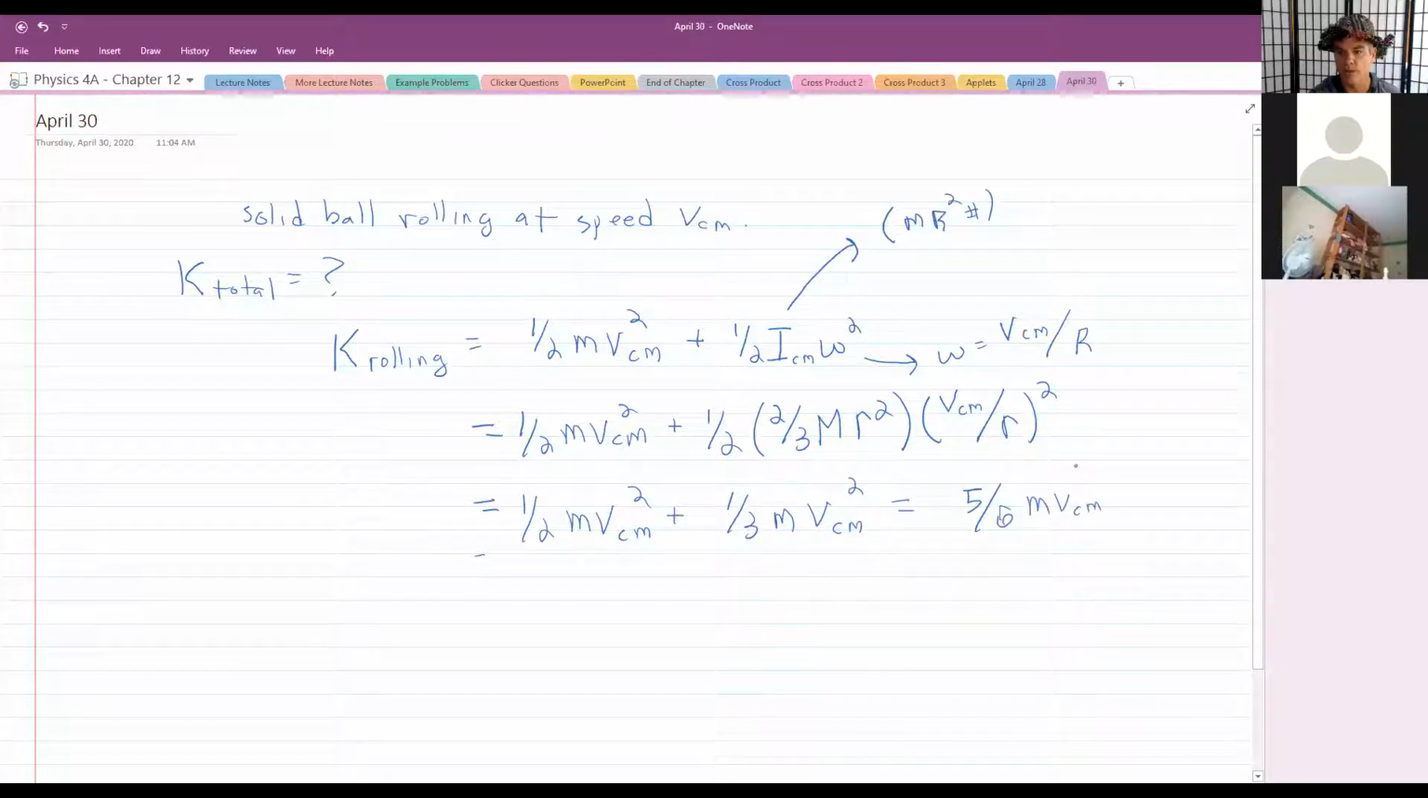So anytime you're doing a problem where an object is rolling, you're going to have an additional kinetic energy term. And the way you handle that rotational kinetic energy piece, this 1/2 I omega squared, is you replace the moment of inertia with whatever equation is appropriate for the object. If it's a solid ball, 2/5 mr squared, and so on and so forth. And then you replace omega, which is the angular speed, with v over r.